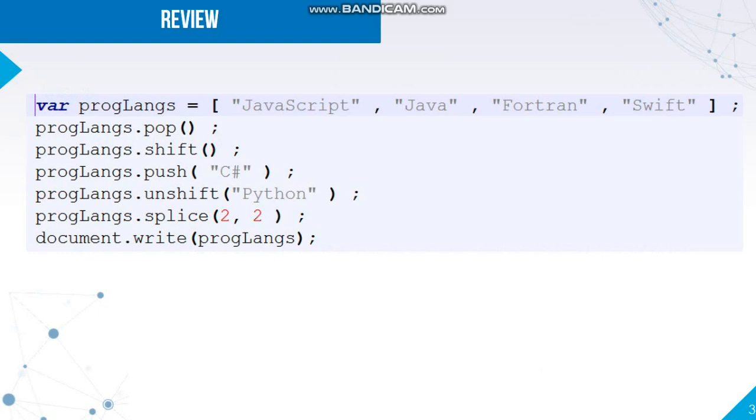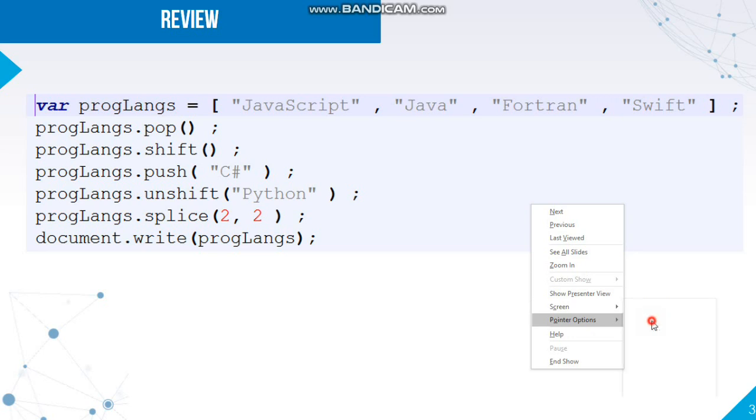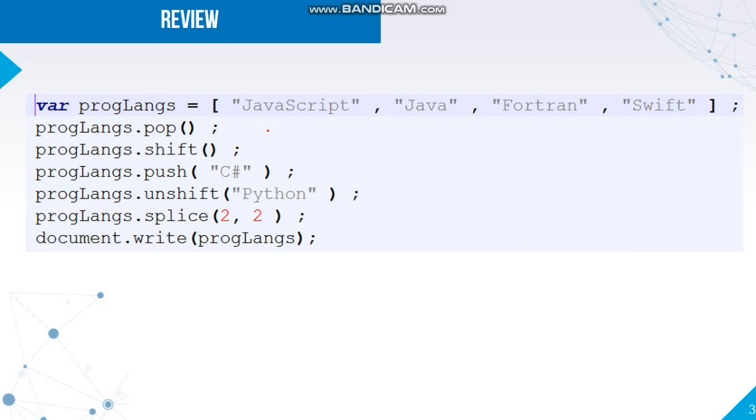So we have declared here a variable called programs, and inside our programs we have four elements, which are JavaScript, Java, Fortran, and Swift. Now we use the first method, which is pop. Remember, the pop method allows you to delete at the end of our array. So in this case, we're going to delete the Swift here. Now we also have programs.shift. You're going to remove the element at the beginning, which is the JavaScript.